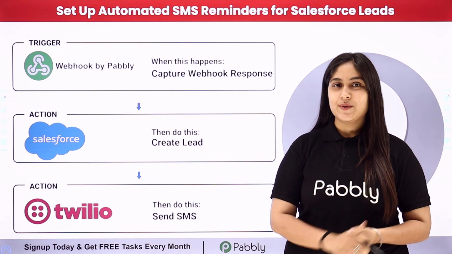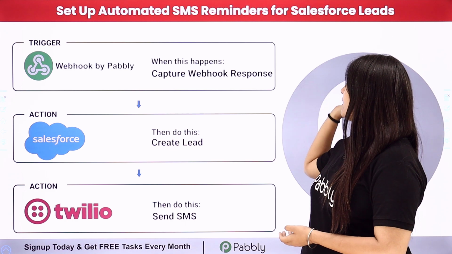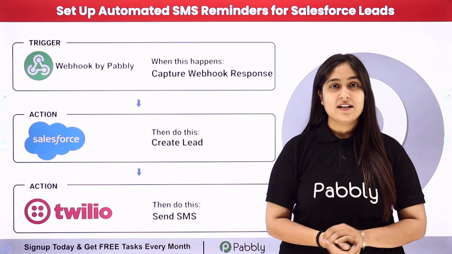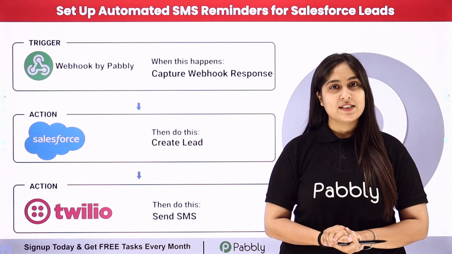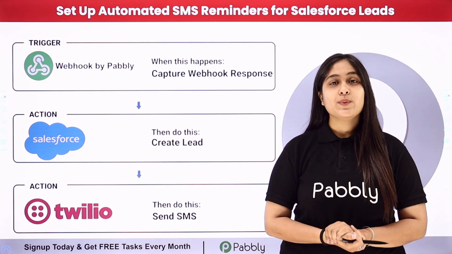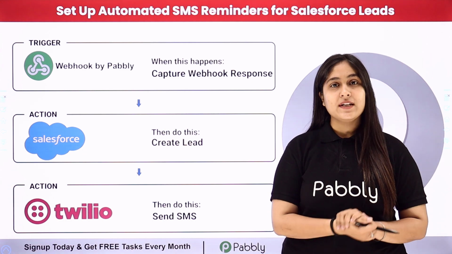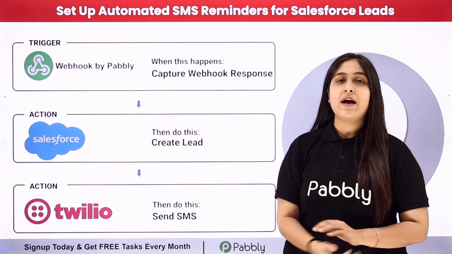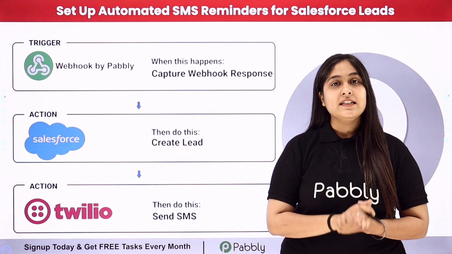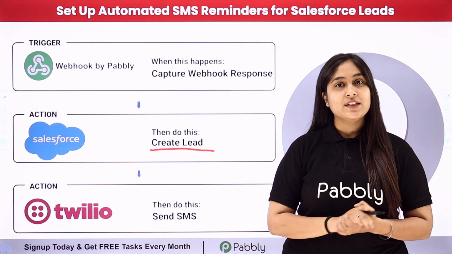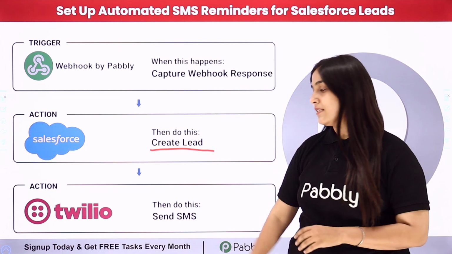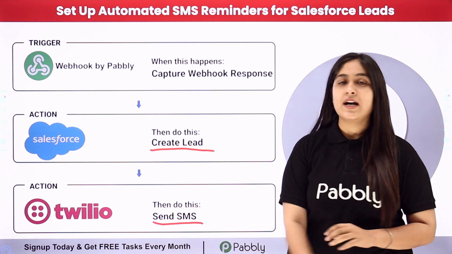So in this video, we are going to learn how to set up automated SMS reminders for Salesforce leads. So here I run a real estate agency, and to manage my leads, I'm using Salesforce. In this case, I want that whenever a lead fills an inquiry form that I've already connected using Webhook by Pabbly, that lead should automatically be created as a new lead in my Salesforce account, and after creating a new lead, an SMS reminder should automatically be sent to that lead to view that property.